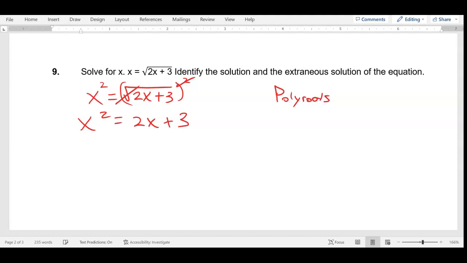Okay, which was what? Menu 332. But before we can do that, we need the equation to equal 0. So all the things on the right, we're going to do the opposite. The opposite of a positive 2x is minus 2x, minus 2x. The opposite of plus 3, minus 3, minus 3.